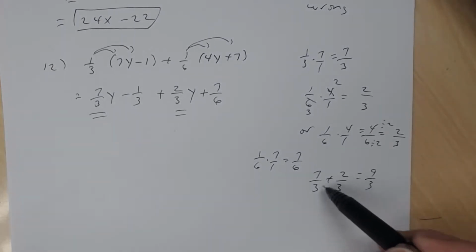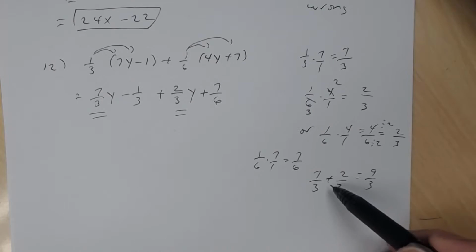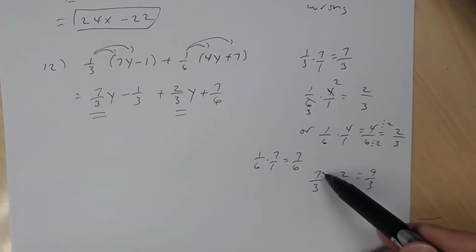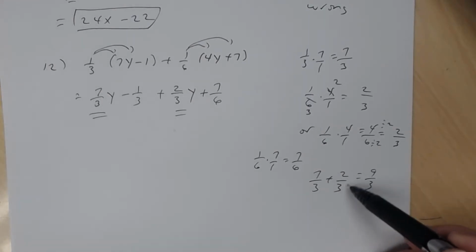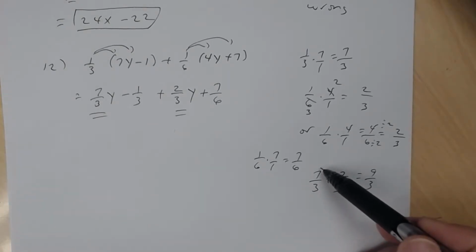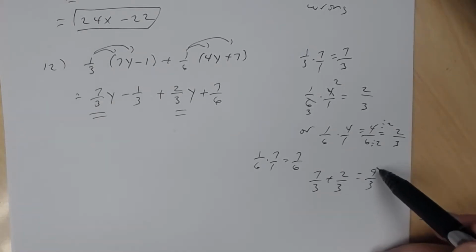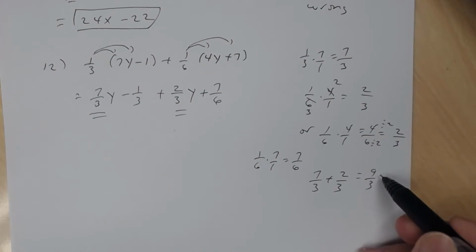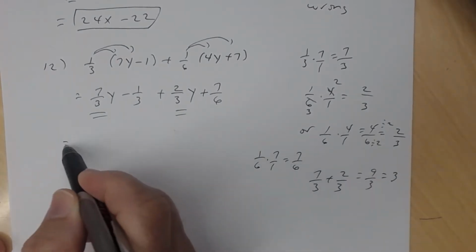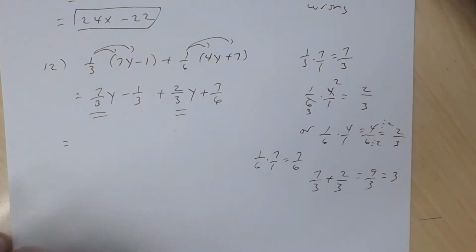Now be a little bit careful. Don't add their denominators because these are partitions. So you have 7/3, and then over here in terms of thirds, you have 2 of them. So if you have 7 here and 2 here, altogether you have 9/3, which reduced is 3. So don't leave it as 9/3. You got to write it as 3. So 7/3 y plus 2/3 y is 3y.